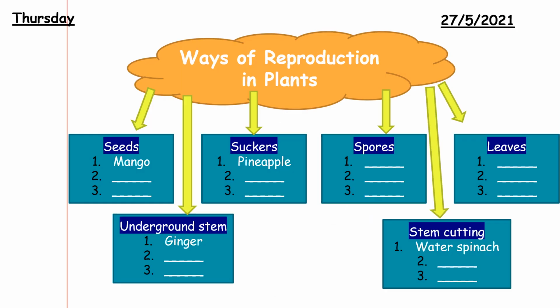And then in your exercise book, I want you to do some notes on ways of reproduction in plants, in the form of a graphic organizer. You must list down all the ways of reproduction in plants. There are 6 ways, and you need to give 3 examples of plant for each of the way. For example, seeds here. Number 1, I put here mango, and then you need to list down another 2 answers. Same also with the others. Awak kena lengkapkan nota ini dengan contoh-contoh tumbuhan mengikut ways of reproduction.